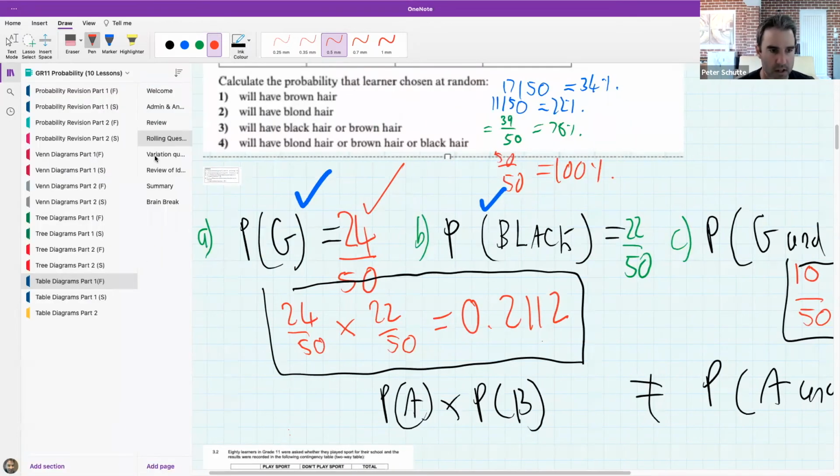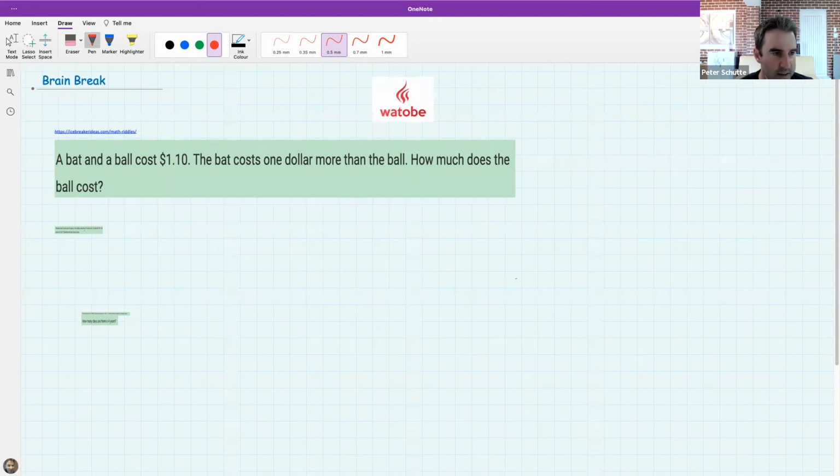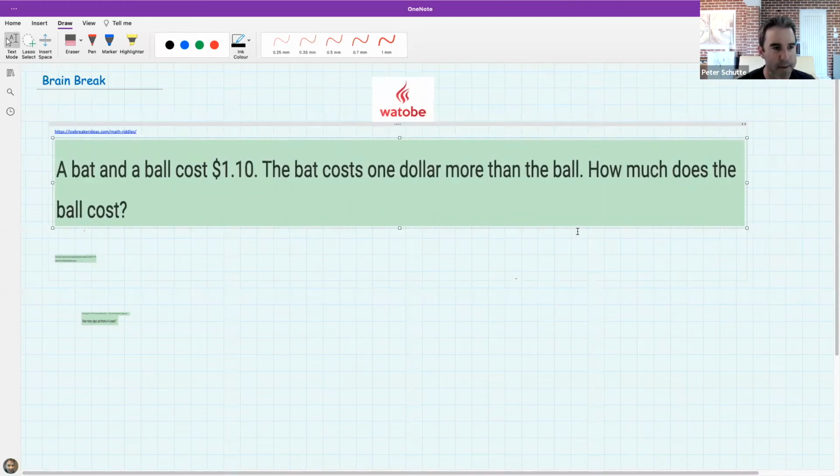Now, a break wouldn't be complete without a brain break question. So here is my brain break question for today. You have a bat and a ball, and they cost $1.10. The bat costs $1 more than the ball. How much does the ball cost?